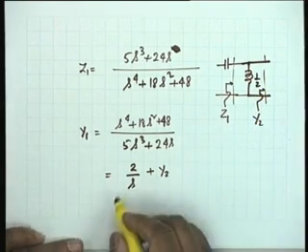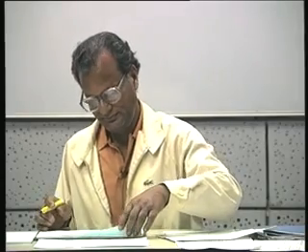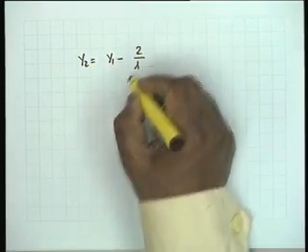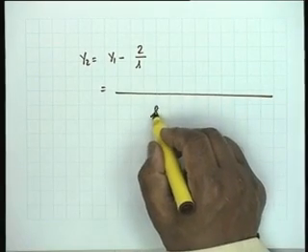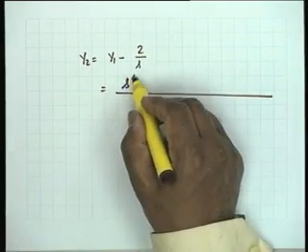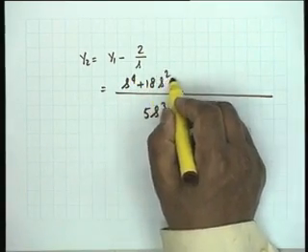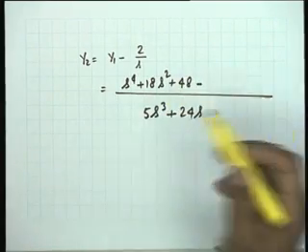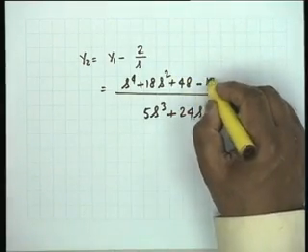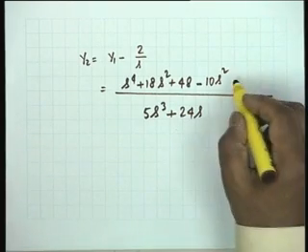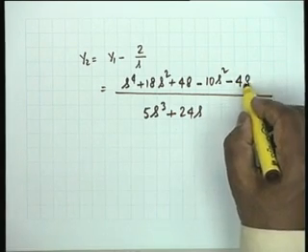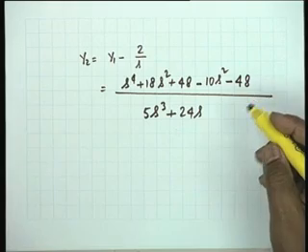All right. Now let us see what is y2. y2 is y1 minus 2 by s. So this is equal to s to the 4th plus 18 s squared plus 48 divided by 5 s cubed plus 24 s, minus, you take out s from here and multiply by 2. So you get 10 s squared, agreed, minus 48. Once again you see that the constant terms cancel.